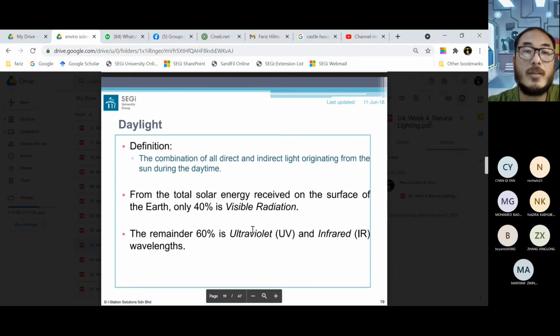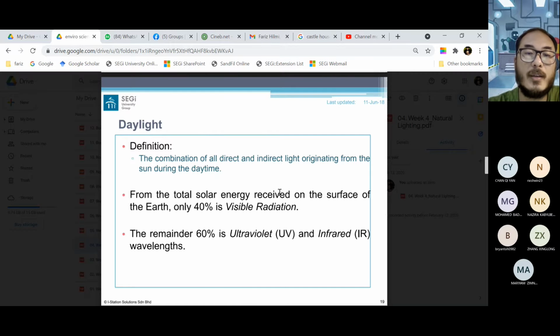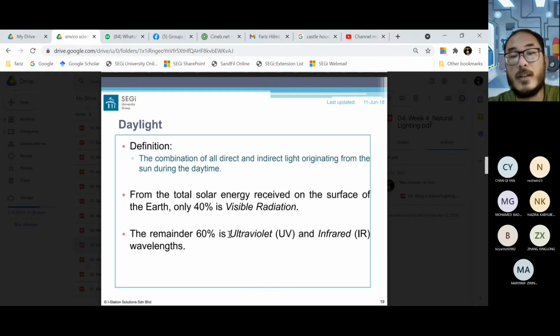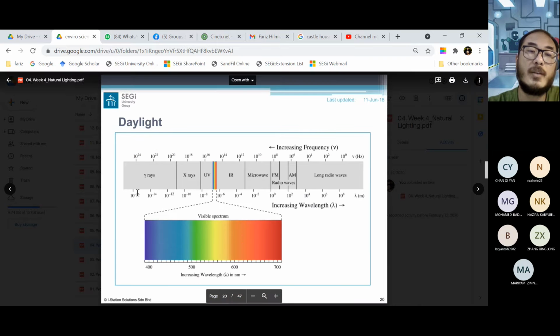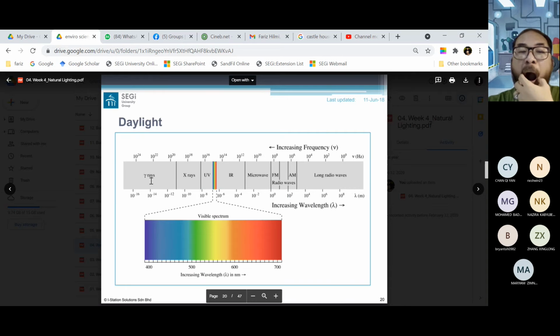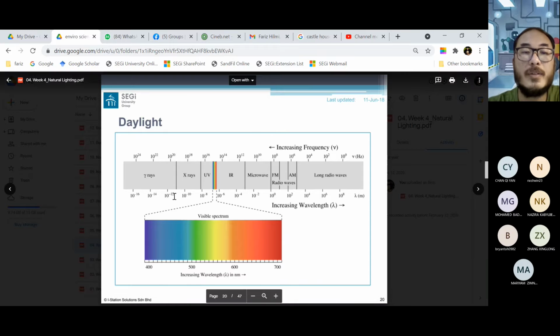Daylight is a combination of all direct and indirect light originating from the sun during the daytime. Of the total solar energy received at the surface of the Earth, only 40% is visible radiation. The remaining 60% is ultraviolet and also infrared wavelength. You can see here, infrared is here, ultraviolet is here, and then X-ray and then gamma ray. X-ray and gamma ray are different.